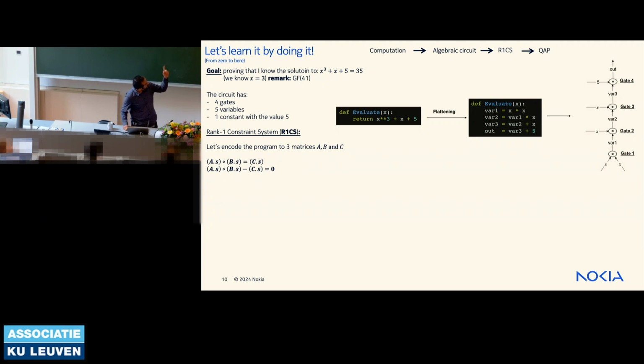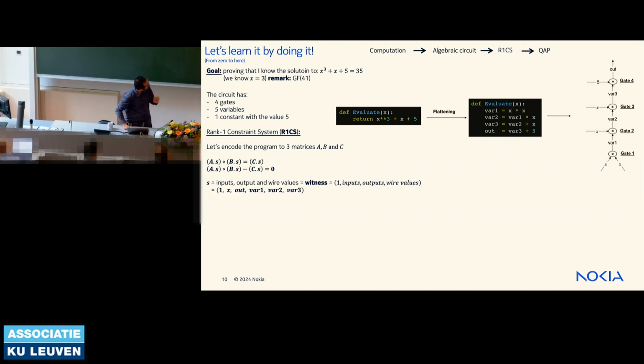So there's A, B, C. These are the matrices. I will explain what these things are. A is, some people call it left, B, right, and C, out. So think of a gate. A gate has a left-hand side and right-hand side as input, and 1 output, right? It's something like that. And S is an instance of this circuit. It's all the wire values. You will see right now.